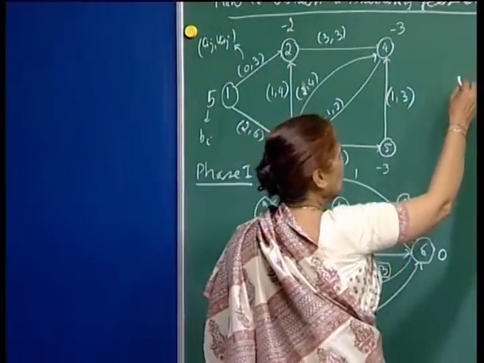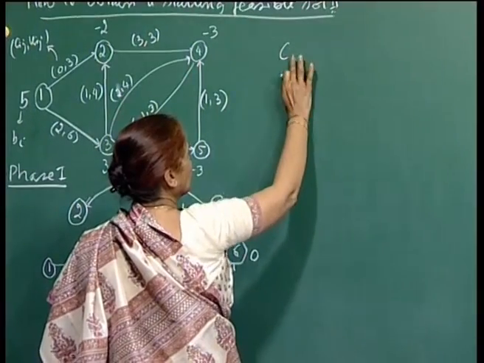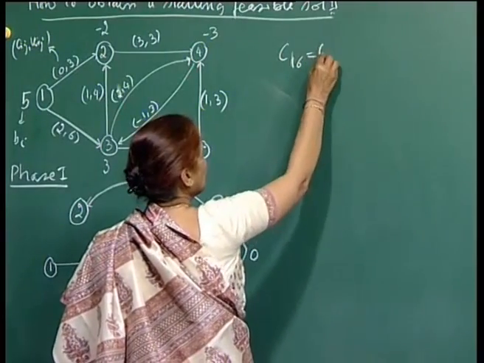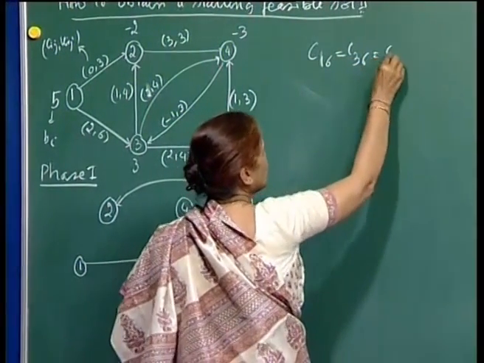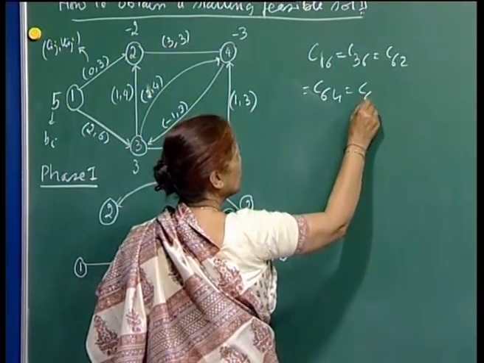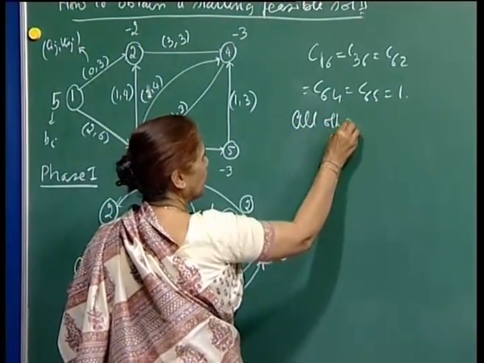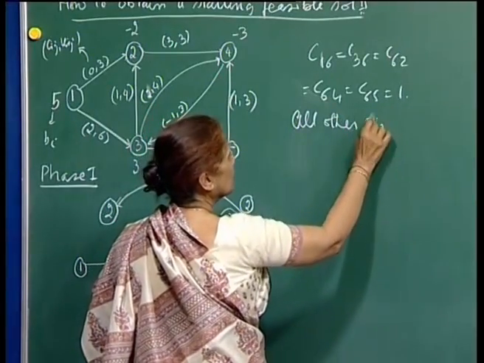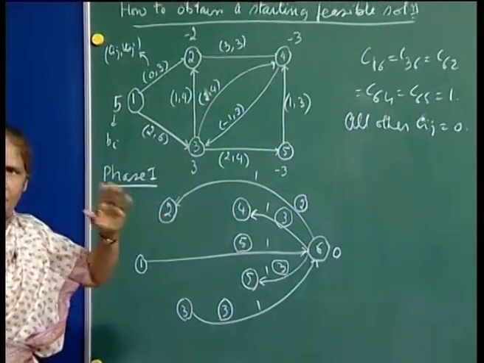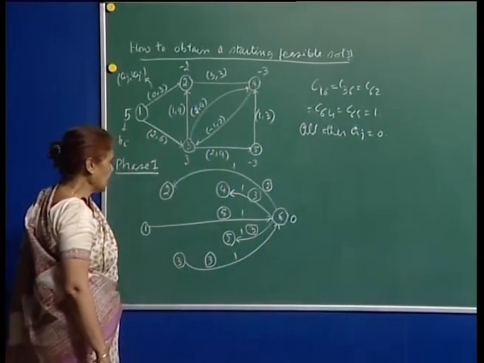So what we are saying is that in phase 1, C16 is equal to C36 is equal to C62 is equal to C64 is equal to C65, which is 1. All other Cij are equal to 0. That means the original arcs have cost 0, exactly as in phase 1. So you can see the correspondence at every step.